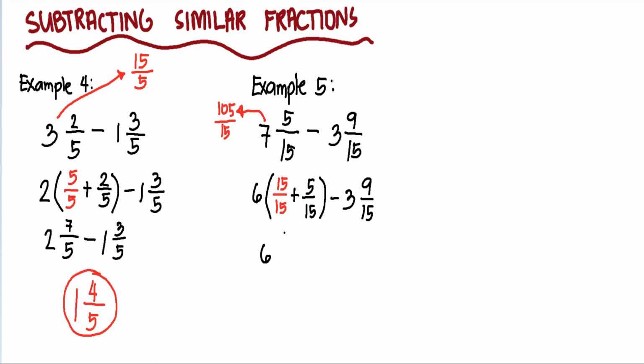Now just copy the 6 and add 15 plus 5, that is 20 over 15. We will just copy the denominator. And copy the remaining fraction, which is the 3 and 9 over 15. So let us subtract first the whole numbers. 6 minus 3, that is 3. 20 minus 9, that is 11. And just copy the denominator, which is 15. So our final answer will be 3 and 11 over 15.